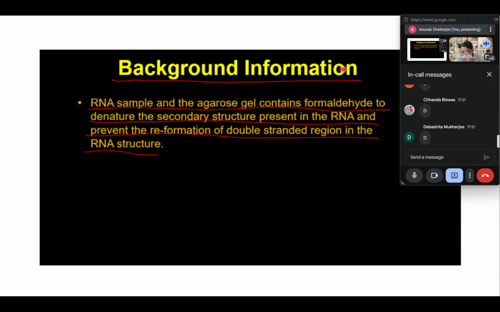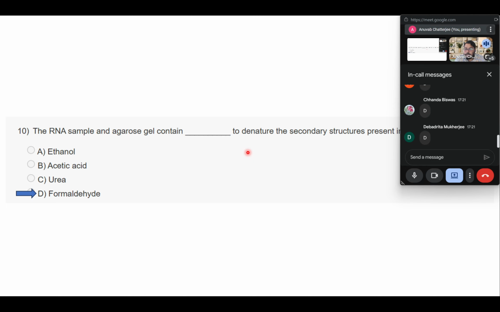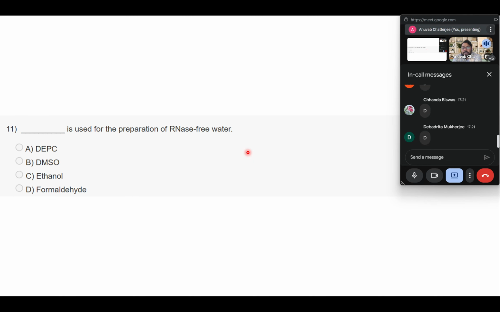So we have just seen that RNA secondary structures make a lot of problems for running RNA gels and getting uniform bands. So you add formaldehyde to denature the secondary structures and have a linear RNA molecule running in the gel, and then you can compare everything very easily. So it is formaldehyde. The next question is: blank is used for preparation of RNase-free water.